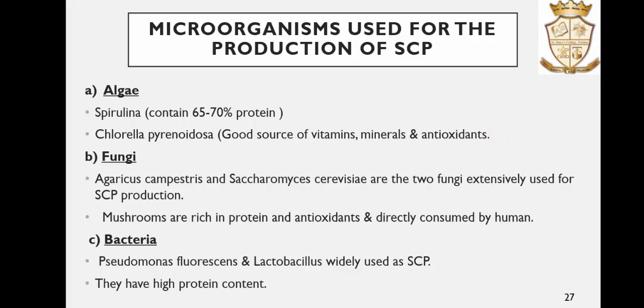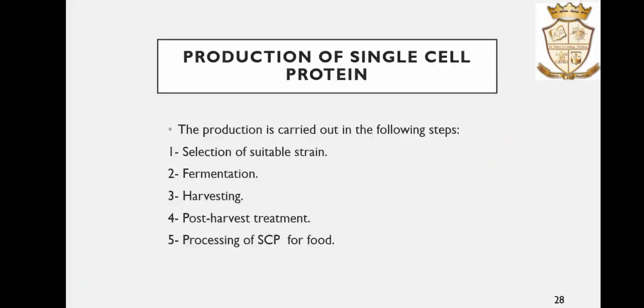Fungi: Agaricus campestris and Saccharomyces cerevisiae are the two fungi extensively used for SCP production. Mushrooms are rich in protein and antioxidants and directly consumed by humans. Bacteria: Pseudomonas fluorescens and Lactobacillus are widely used as SCP. They have high protein content.